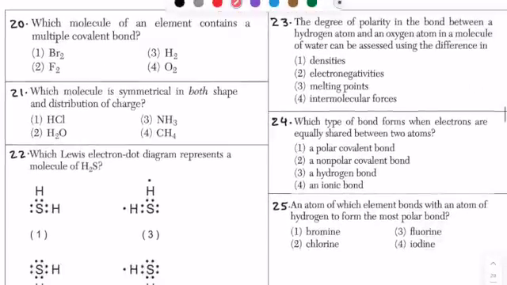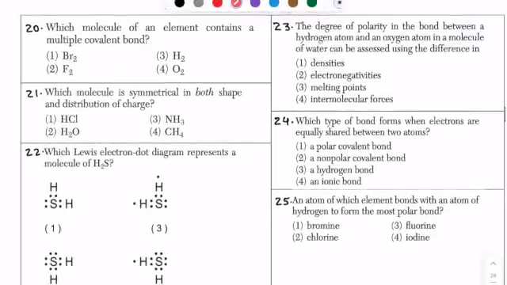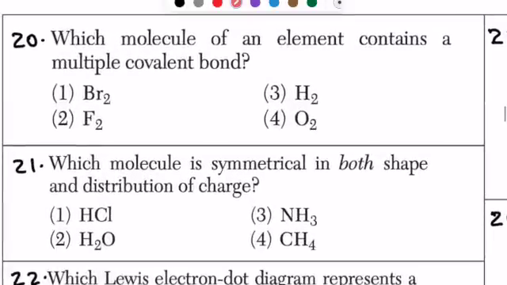Right, here are a few more questions. For number 20, which molecule of an element contains a multiple covalent bond? So multiple covalent bond means more than one bond. So all of the halogens, if you see any halogen, they have 7 valence electrons. So bromine and fluorine, they have 7 valence electrons. So they only need one bond. So these are going to have one bond, one bond.